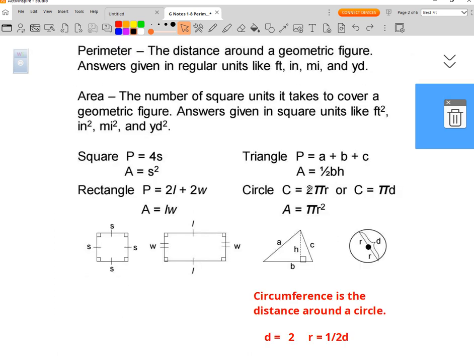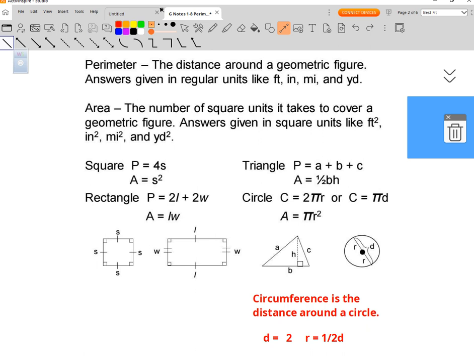So the circumference of a circle is 2 times pi times the radius, or pi times the diameter. Now let's look here real quick. I can't highlight anything because this board is... You'll see 2 times the radius. That's the same as the diameter.